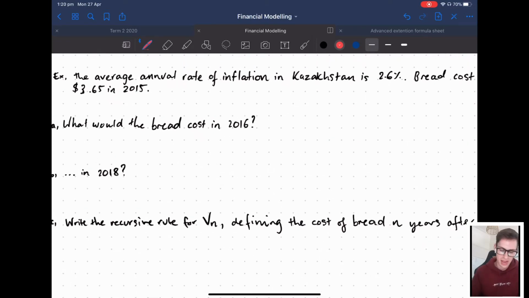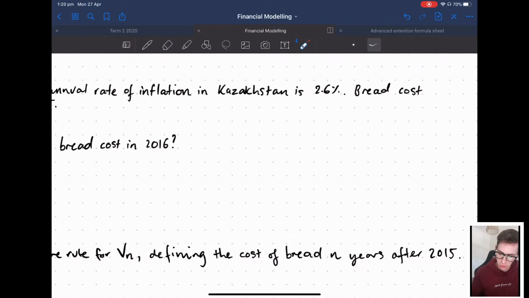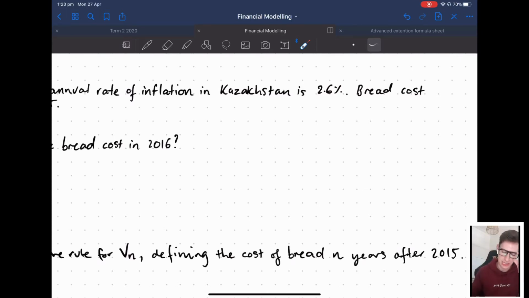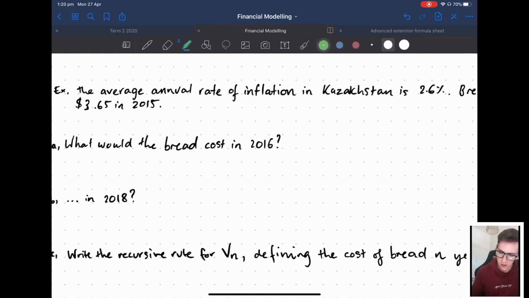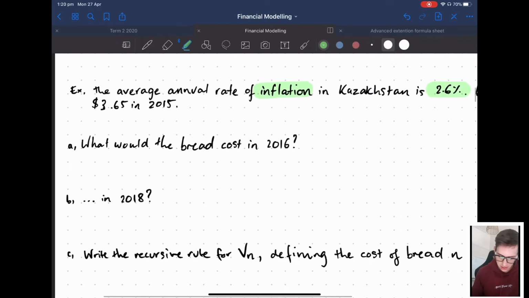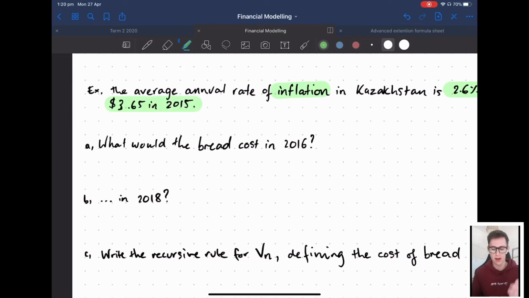So the average annual rate of inflation, so that means it's going to be going up. So if I get a decreasing answer, something's gone wrong. In Kazakhstan is 2.6%. So inflation rate means it's going up by 2.6% each year. Okay, so if bread cost, I'm going to highlight some of this just so we're good. Inflation, bread cost $3.65 in 2015.